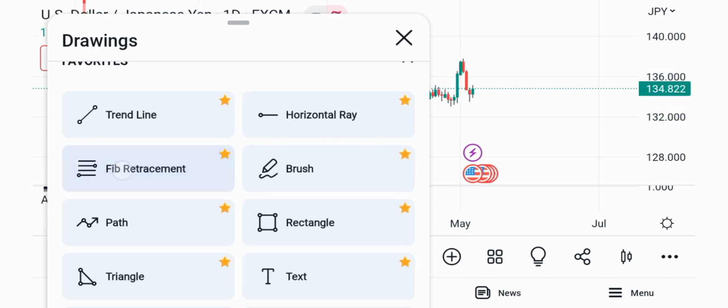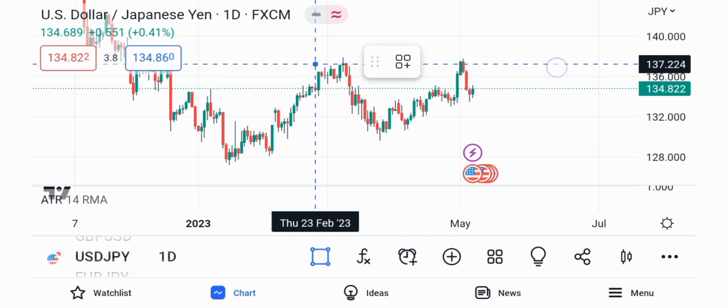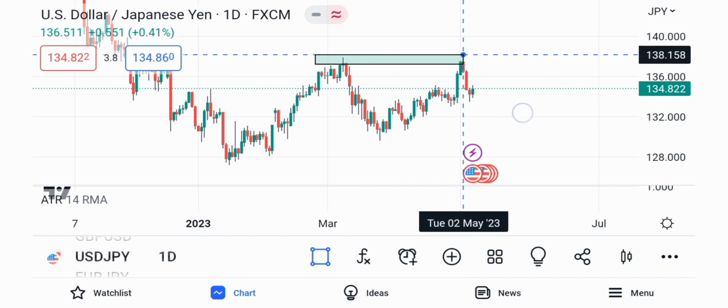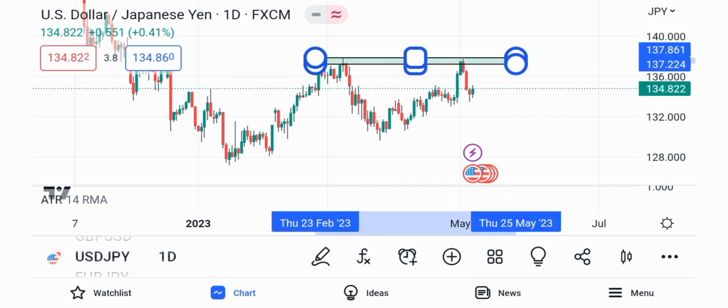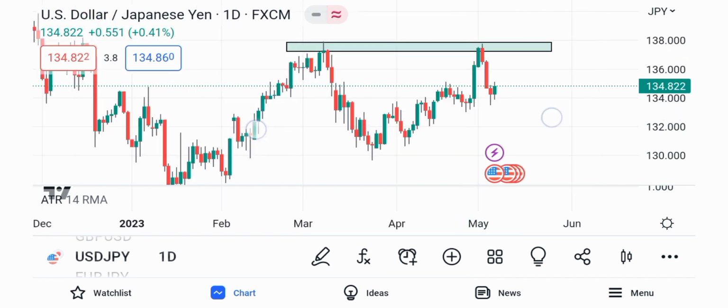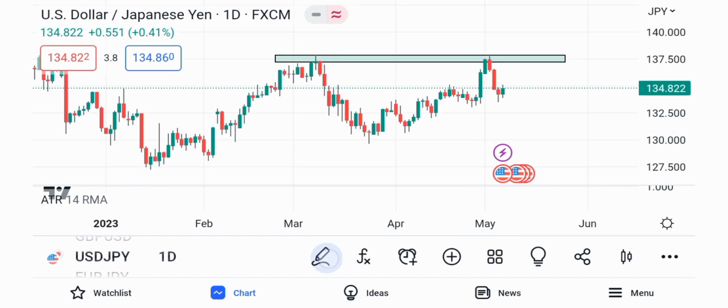We can spot a key level at this point. And also we can have a trend line at this very point.